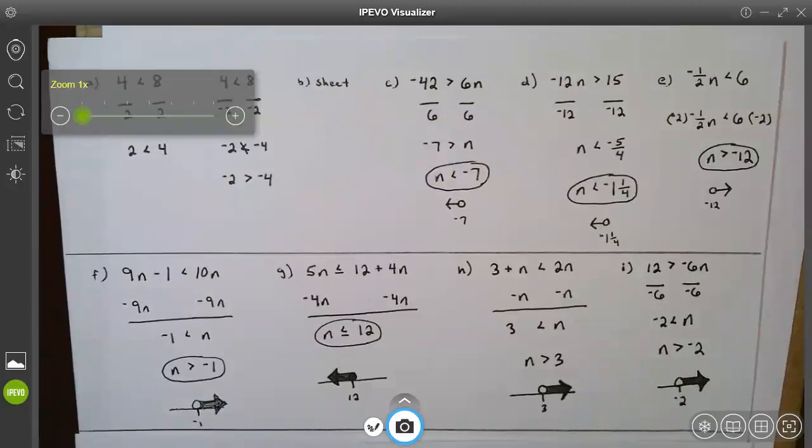And that is video 1 on solving simple inequalities. The only difference is if you multiply or divide by a negative, you have to flip the symbol.